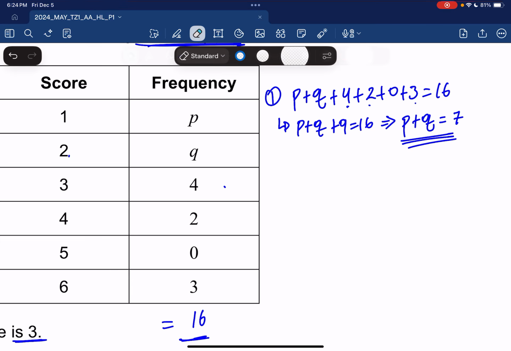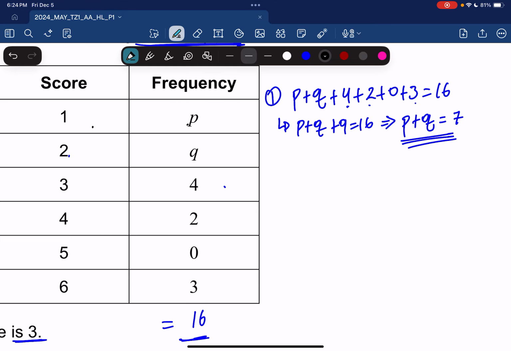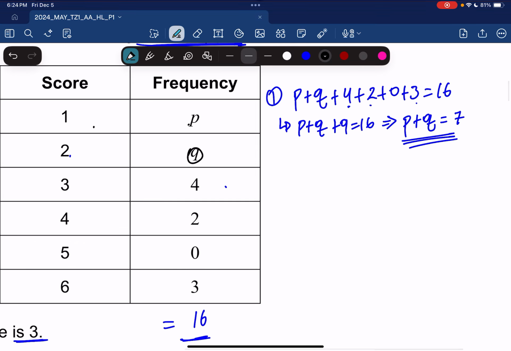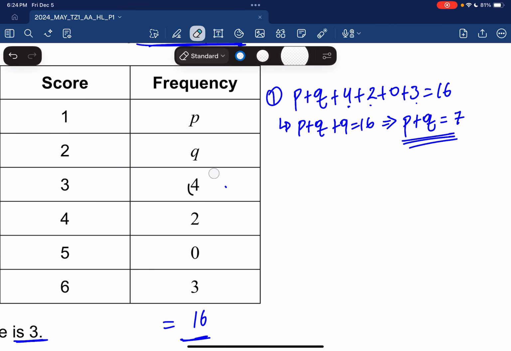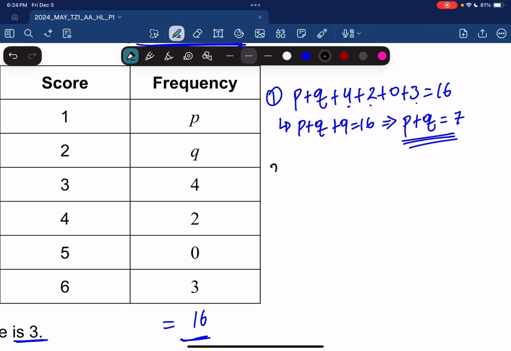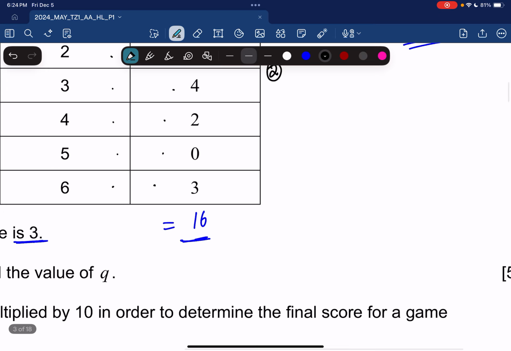So after I roll P times, I got 1. After I roll Q times, I got 2. And when I roll the die again, 4 times, what appeared was 3. So what I can do here to find the second equation is multiply all of the scores and the frequencies. And because I'm trying to find the average, I need to divide it by the total number of times that I actually roll the die.